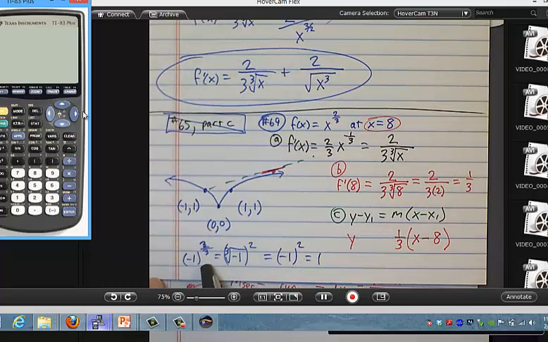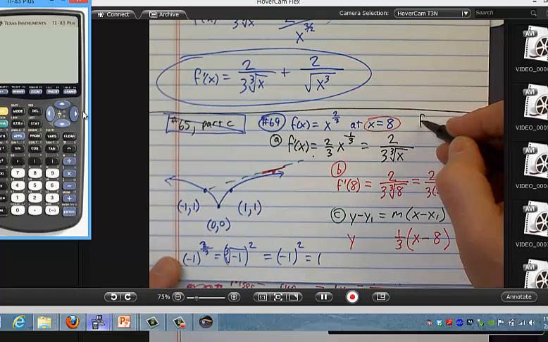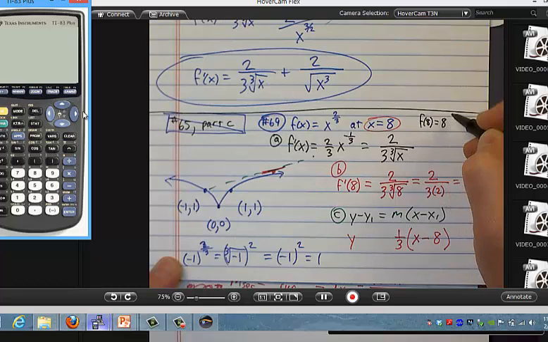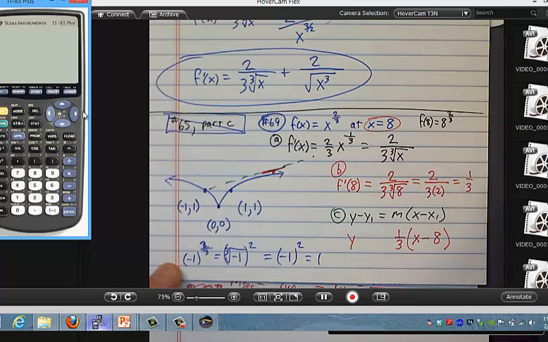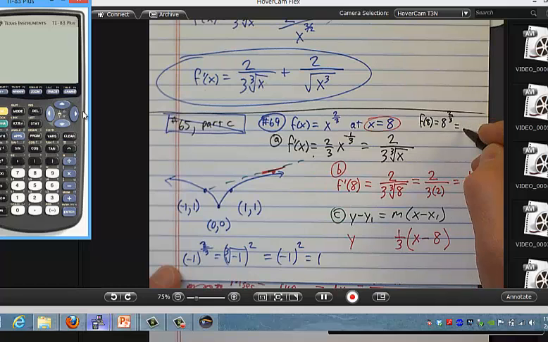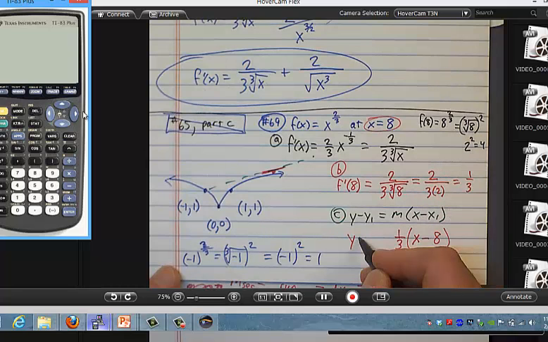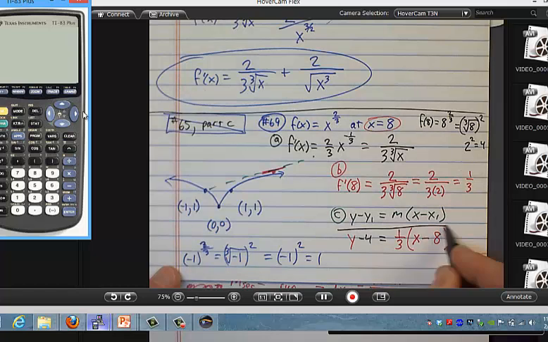Let me try computing f of 8. It's 8 to the 2/3 power. You guys have a choice. You could either do the power first or the root first. I like doing the root first. Because what's the cube root of 8? 2. And then square that, you get 4. So I would say that my equation would be something like that.